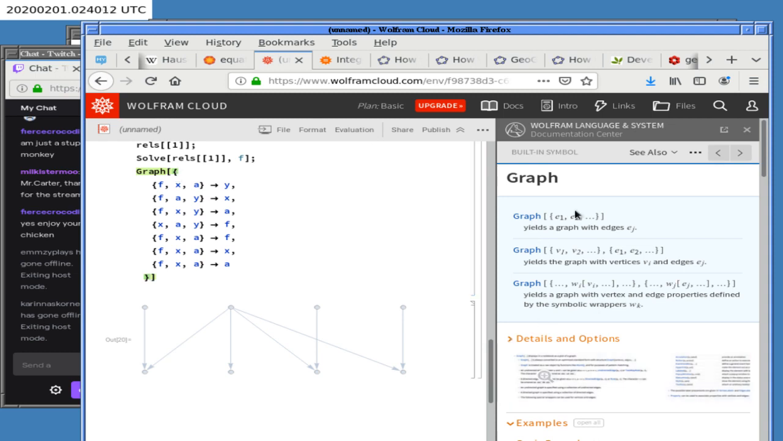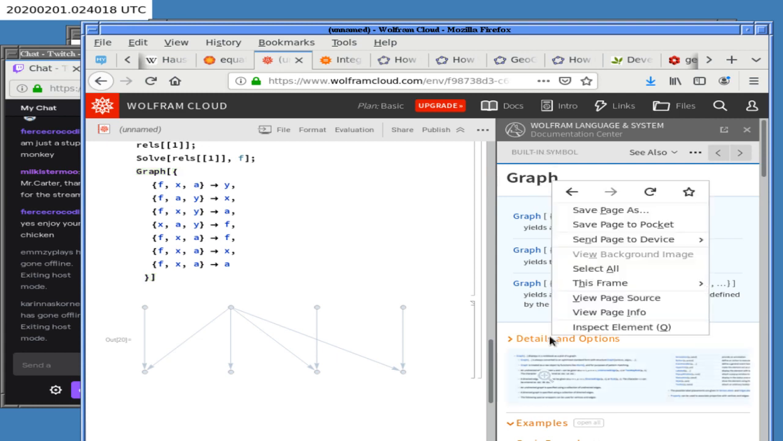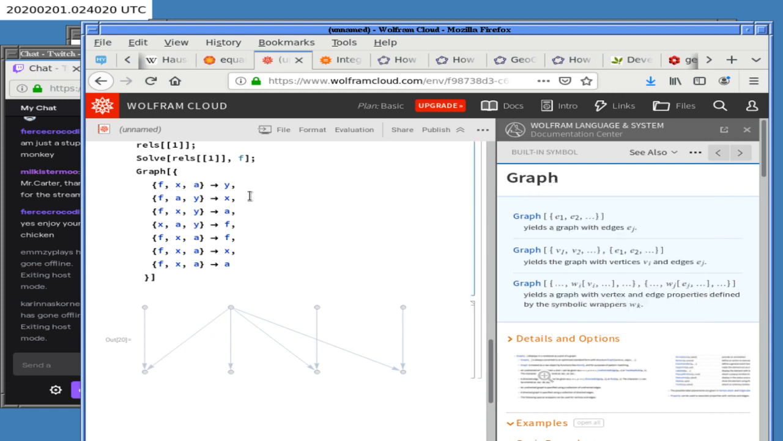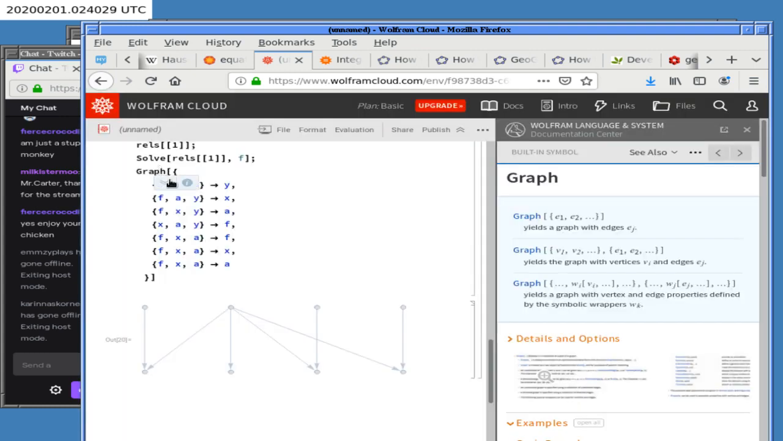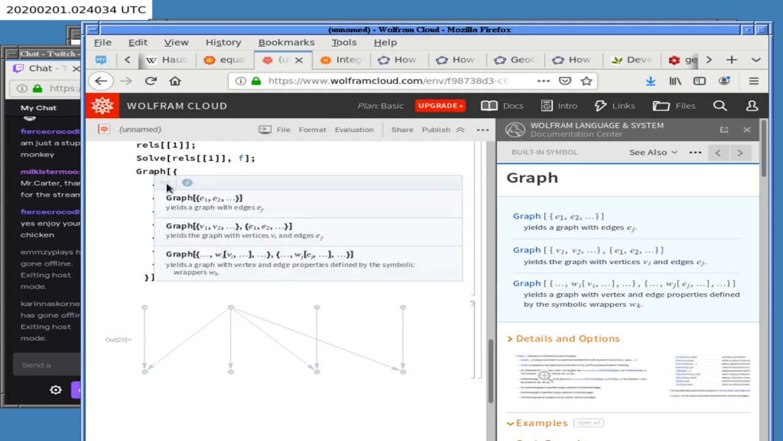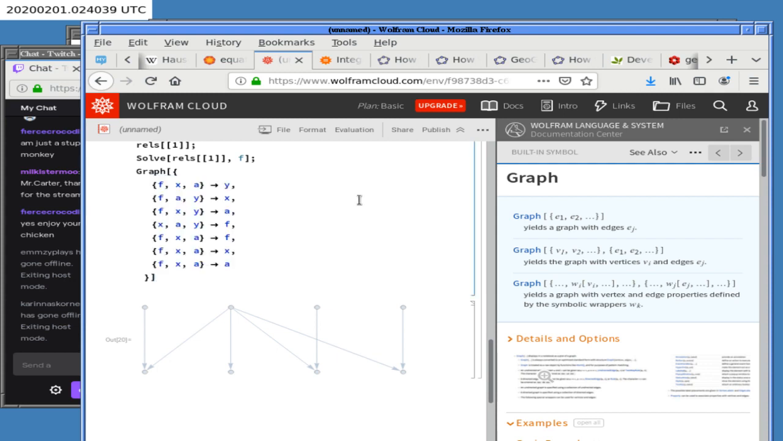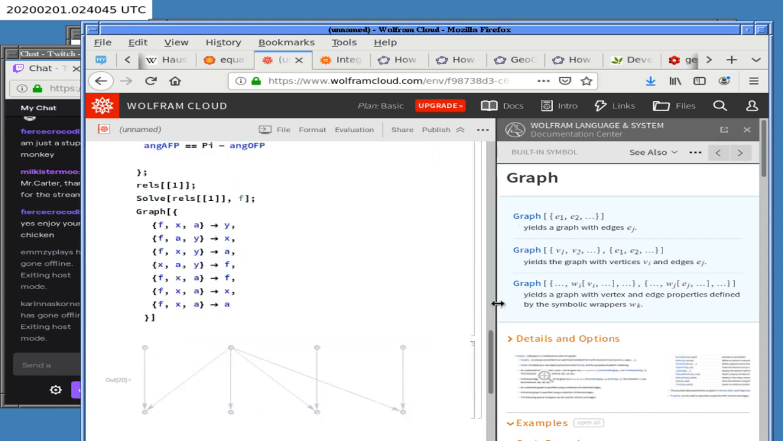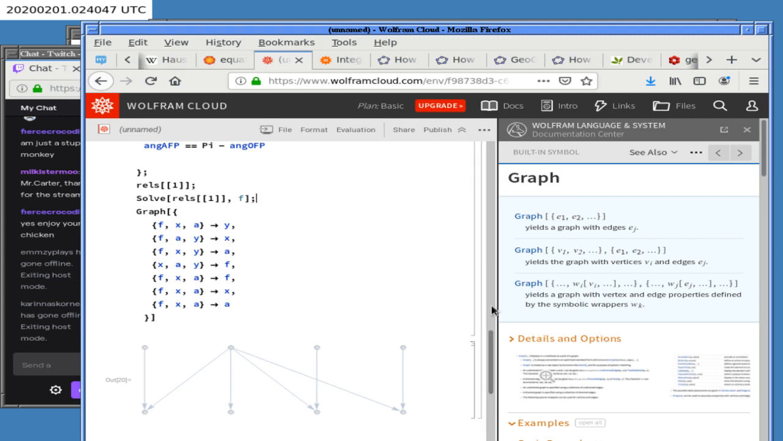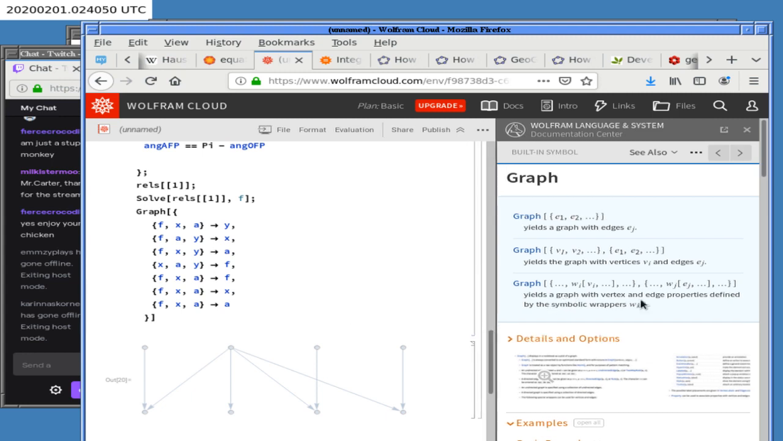Detail. And I think I'm going to take this page to a new... I can't do that, can I? Let me try that one more time. Let's see if we can do this in a new... Whoa, that's not what I meant to do. Control. Oh, come on. Graph with edges. Graph with properties defined by the symbolic wrappers. I was hoping we could just do... Oh, we can't really do that, can we? It doesn't seem to work. All righty, so details and options.